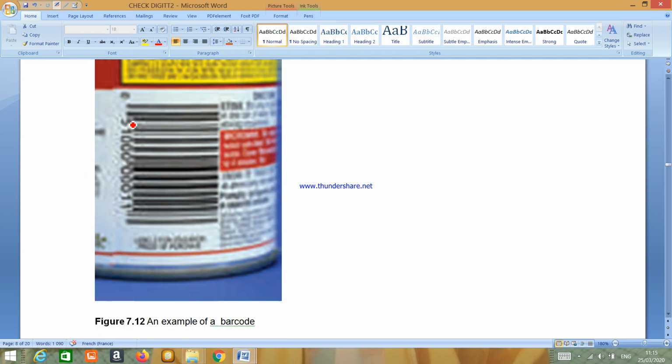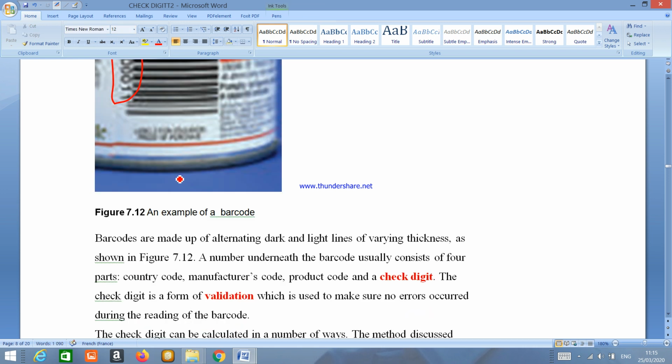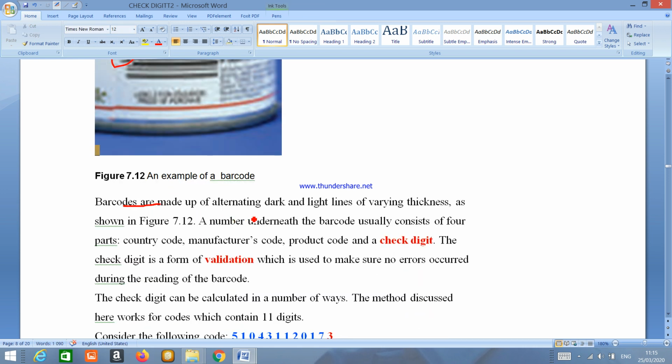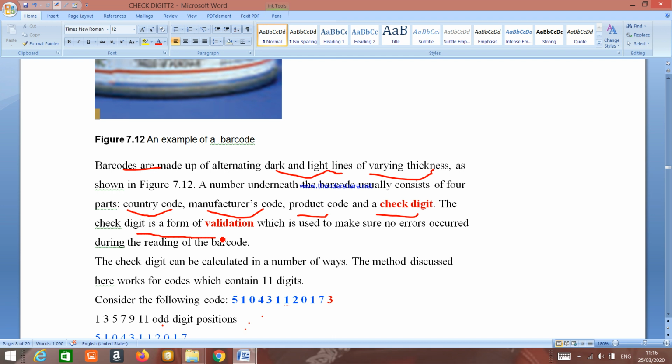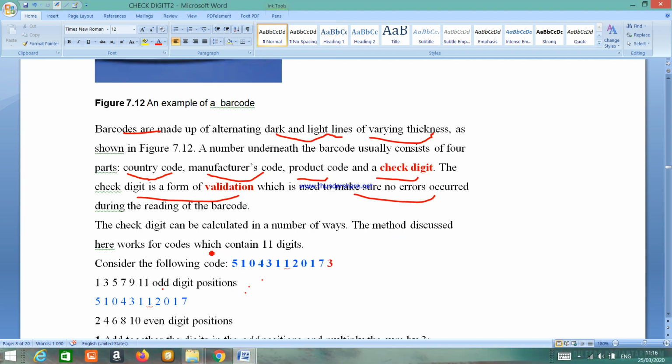Now in this photo you can see it's not that clear, but it's okay. This is a barcode, and these are barcode lines of vertical thickness. So barcodes are made up of dark and white lines of varying thickness, as shown in the figure. Now the barcode consists of 4 parts: the country code, the manufacturer code, the product code, and the check digit. Now check digit is a form of validation to check that the number is correct, to make sure that there are no errors when scanning it.